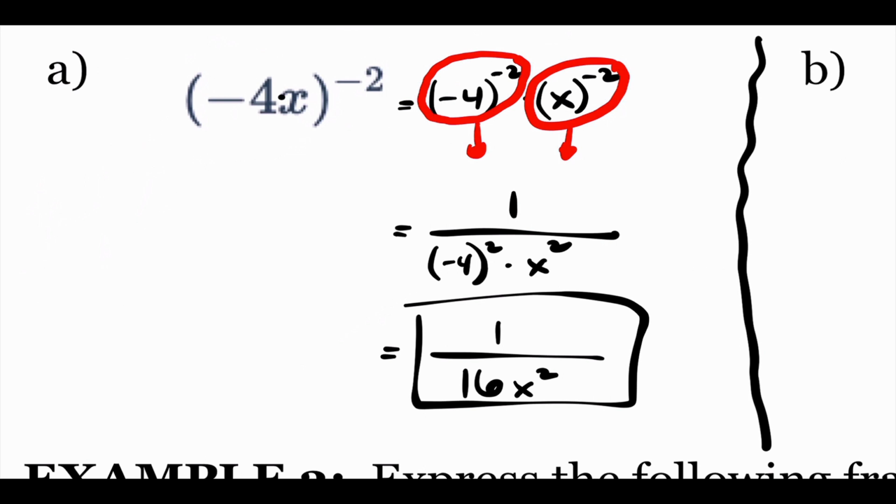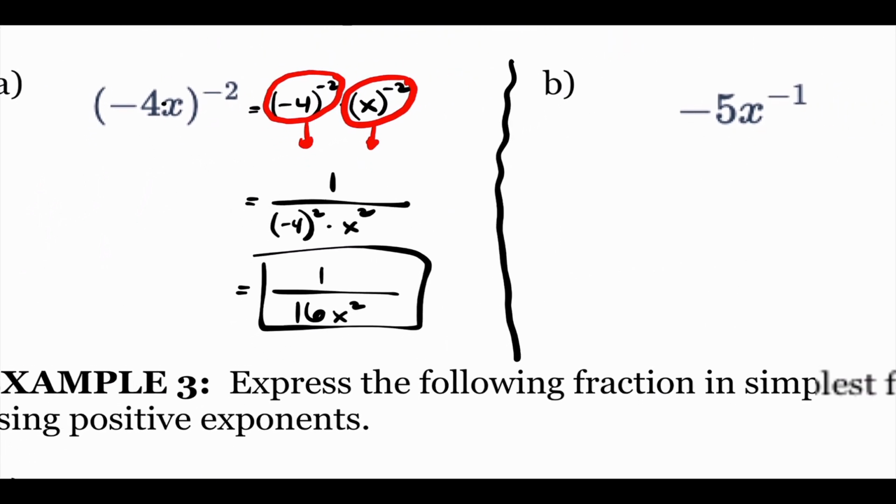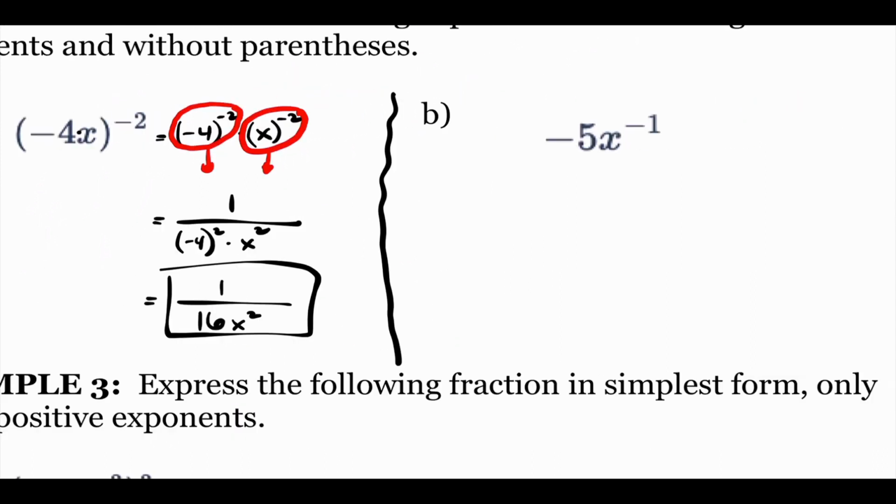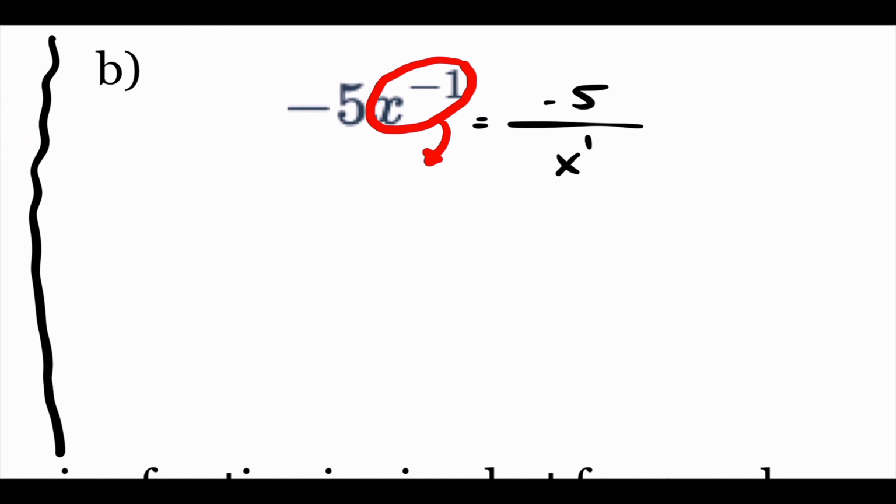Now look at B. What's the difference between A and B besides the -5? Parentheses. There are no parentheses. So I don't have to distribute anything. I don't have to distribute a -1. Who has a -1 power? Just x. Just x. -5 doesn't have a -1 power. So because I can skip parentheses, I'm going to move this guy down. -5 stays on top. Why does it stay on top? Because it doesn't have a negative exponent. You're done.